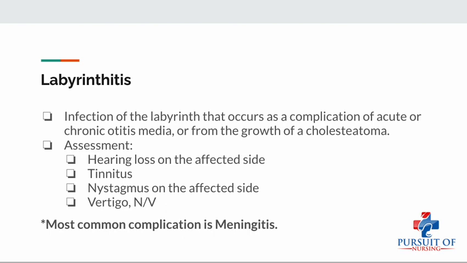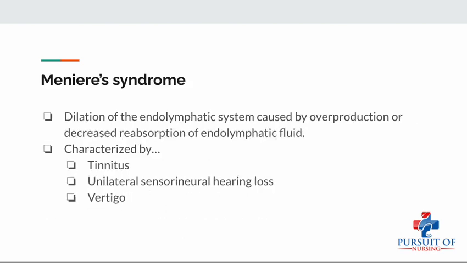So signs and symptoms of meningitis include a headache, stiff neck, lethargy, any mentation changes. Definitely be on the lookout. And then a cholesteatoma, it's an overgrowth of squamous cell tissue in the middle ear, in case that pops up anywhere.